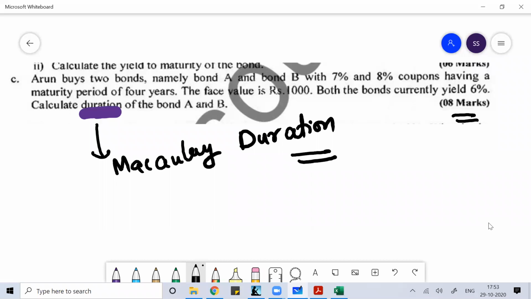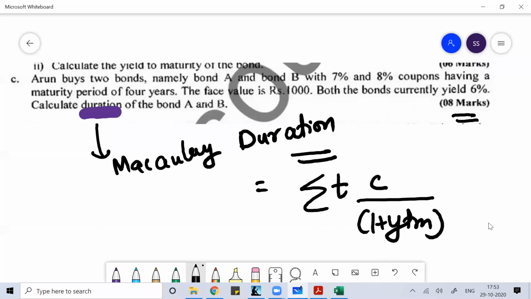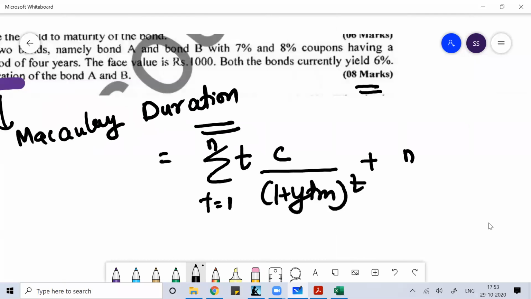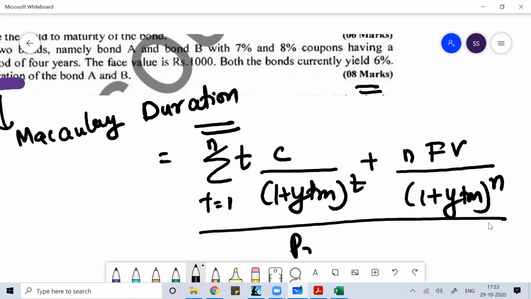Okay, everyone. Anyone want to ask any question? The formula we'll use for the Macaulay duration is the sum of t into coupon divided by 1 plus YTM to the power t, t equal to 1 till n, plus n into face value divided by 1 plus YTM to the power n, divided by the price of the bond. You can try solving this question by yourself. We'll use this formula to find the Macaulay duration of the bond. Already I have derived this formula. Everything I have spoken about duration and modified duration, all that I have done from my end. Anyone, any doubt, any question you want to ask?